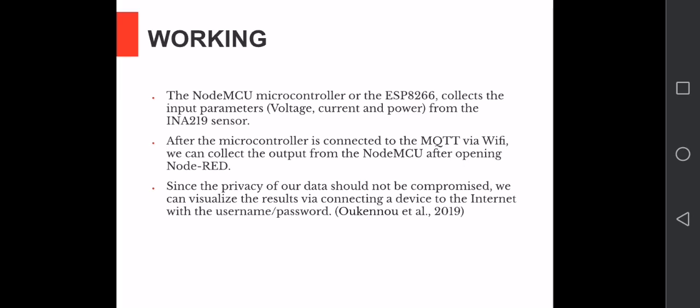Finally, privacy is everything, and we used the internet to secure our passwords and username, and this was all based on the work of Dr. Okino. You can check out his paper. All of these setups have been briefly discussed.